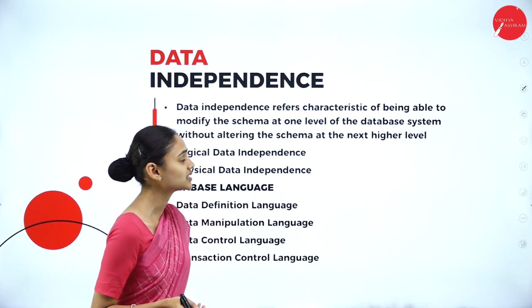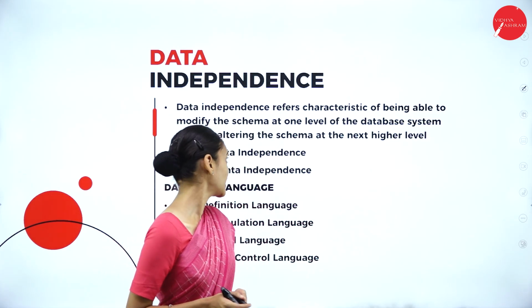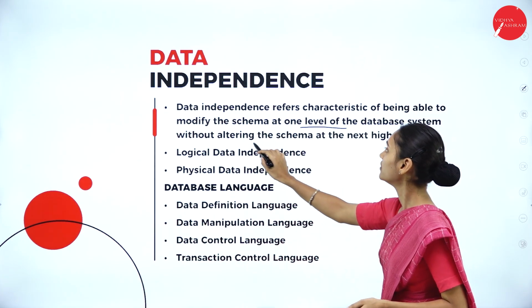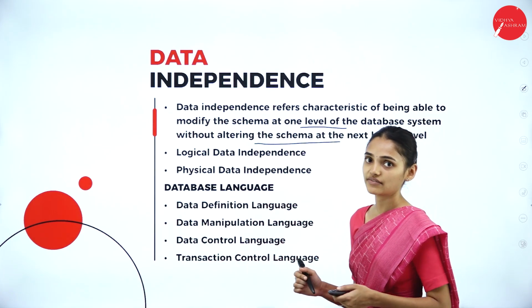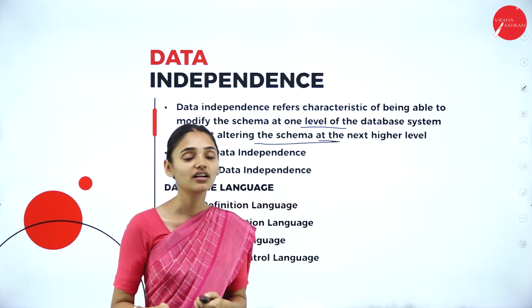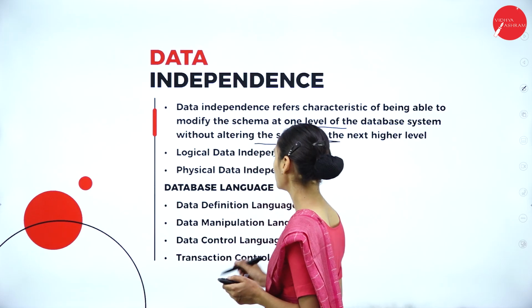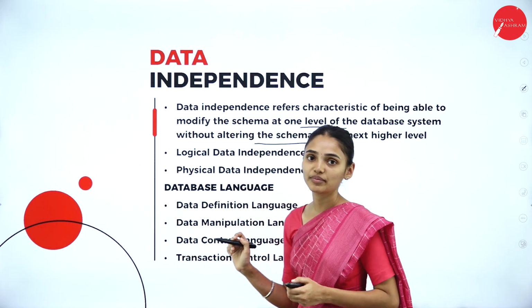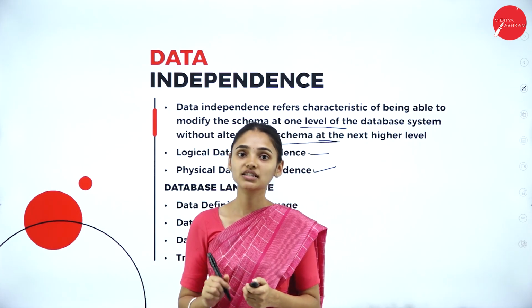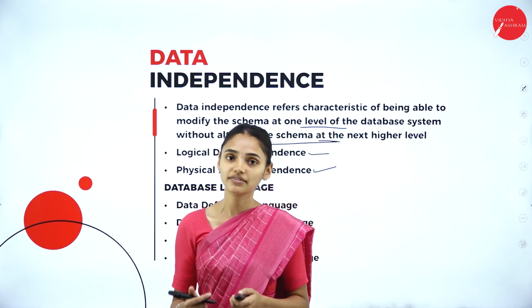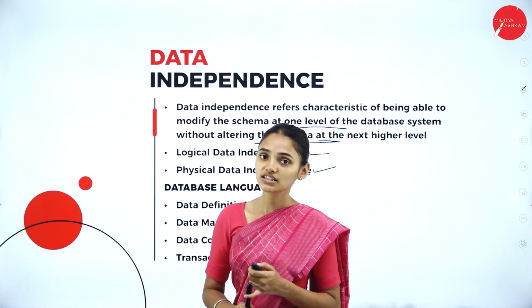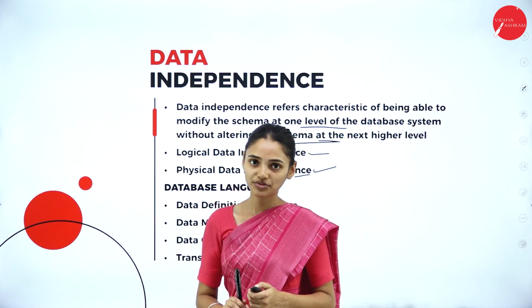Next is data independence. Data independence refers to the characteristic of being able to modify the schema at one level of the database without altering the schema at the next level. So in data independence, how do you modify a schema without affecting the other schema? Here we have two types: logical data independence and physical data independence. In logical data independence, we change the conceptual schema without affecting the external schema. In physical data independence, we change the internal schema without affecting the conceptual schema.